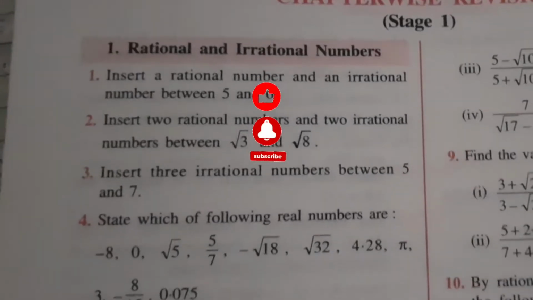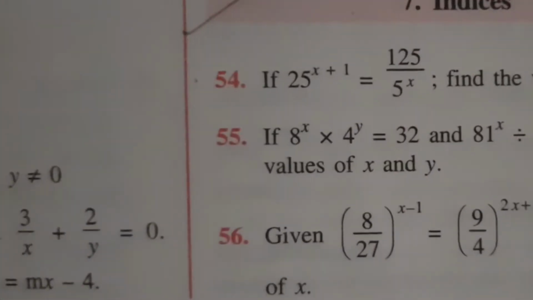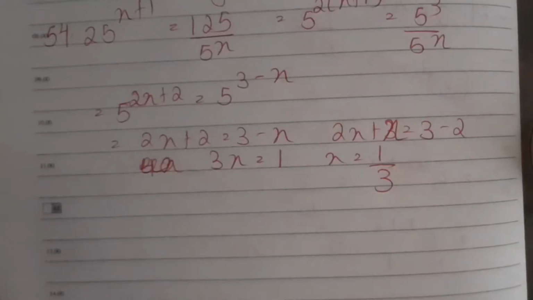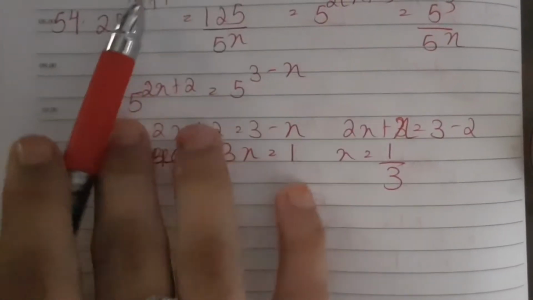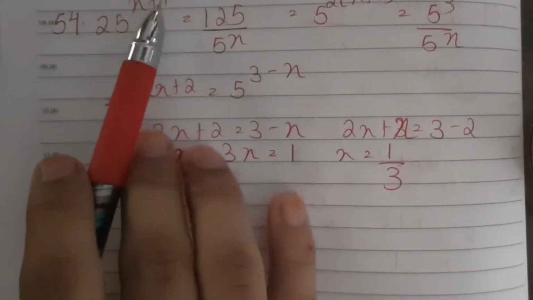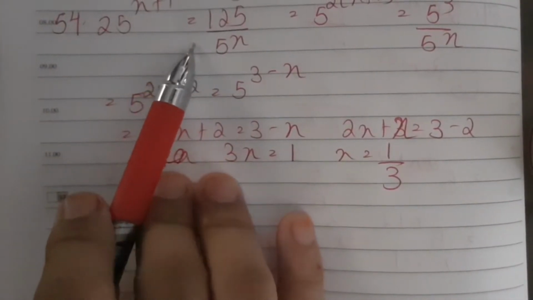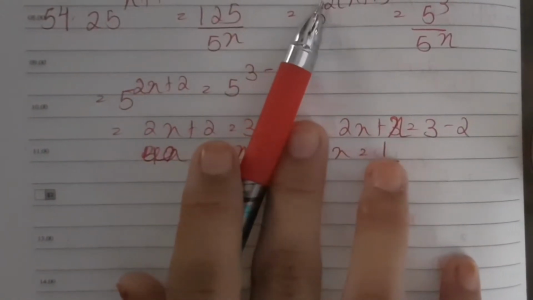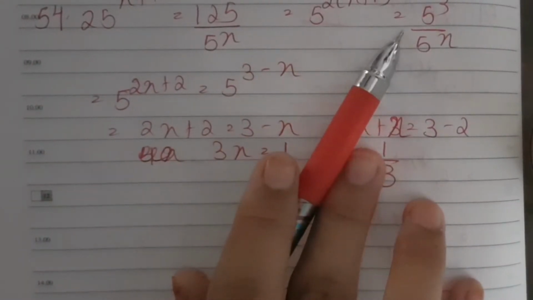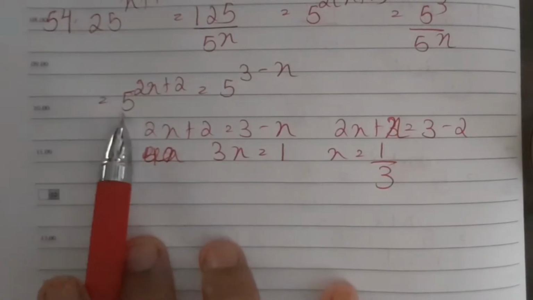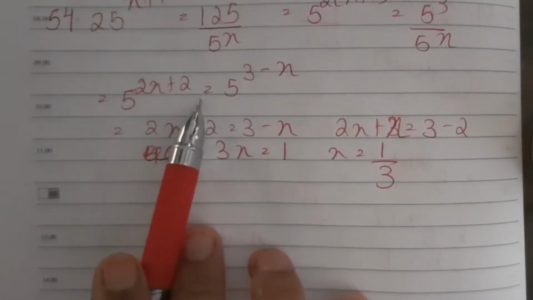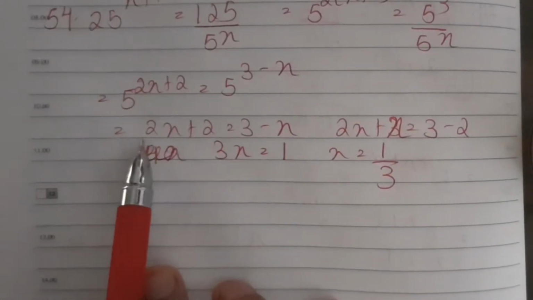To the chapter-wise revision of chapter number 7, as I taught you chapter number 7 in my previous videos. So let's do the first bit. The first bit tells us 25^(x+1) = 125/5^x. So 5^(2(x+1)) = 5^3/5^x, that is 5^(2x+2) = 5^(3-x).